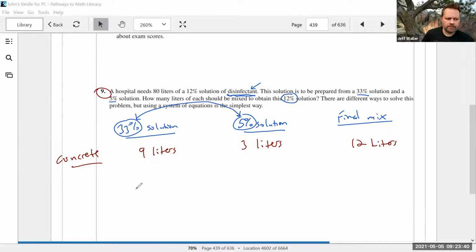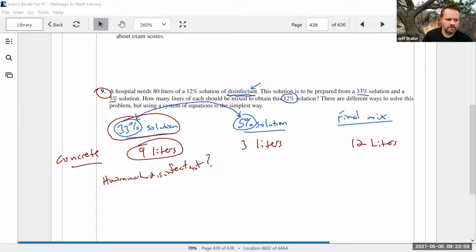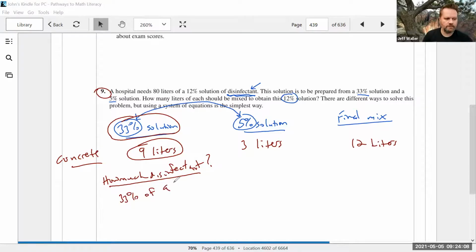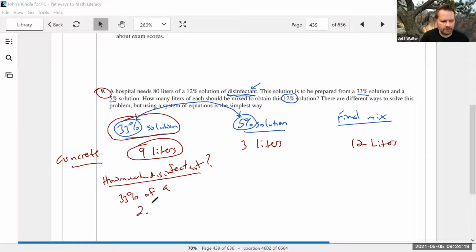Now watch this. How much, if you were paying attention, you understand how to do this. How do I figure out how much disinfectant is in these 9 liters? How much disinfectant? Is it 100% disinfectant? Is all of it? Is it 30%? So 33%. So what is 33% of 9? Yeah, it's not too bad, Jeff. 3. Well, let's be more precise, everybody. Okay. 2.97.